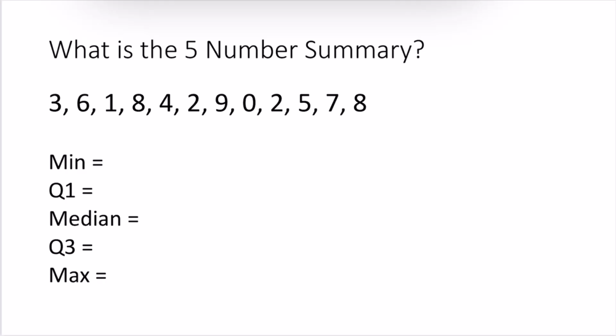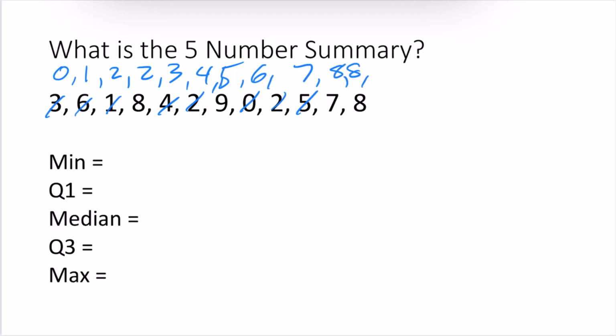So for this data set, it looks like I have a 0 and a 1, and I have 2 2s, and a 3, and a 4, and a 5, and a 6, and a 7, and 2 8s, and a 9. I think I got all of those. All right, so we can see that the minimum is 0 and the maximum is 9.